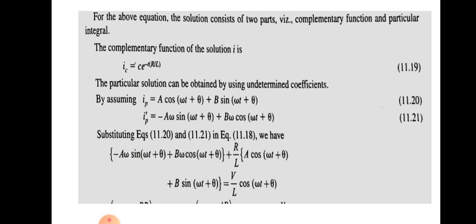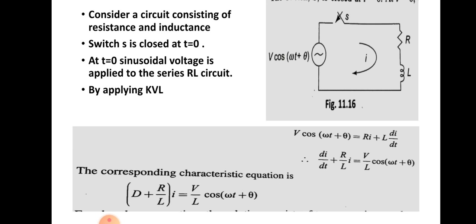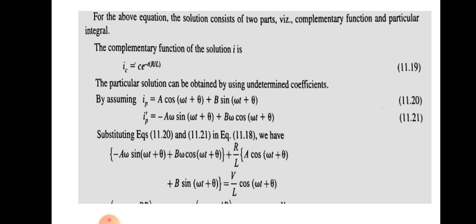So we can substitute there. We know that the first derivative, instead of di by dt, is minus a omega sin omega t plus theta plus b omega cos omega t plus theta, and there is an R by L into I term. Instead of I, this term will come, that is a cos omega t plus theta plus b sin omega t plus theta. That means these two equations are substituted in this equation, whatever the equation be, and we will get a form like this, in which we have to take the common terms outside.